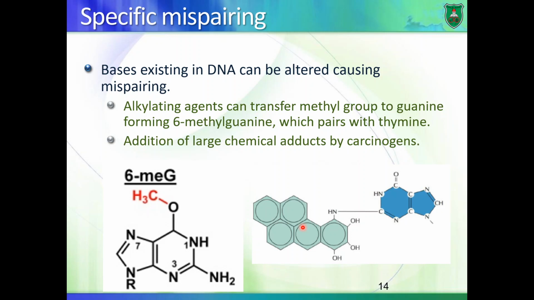Okay, so this modification of DNA can cause mispairing, like in the case of 6-methylguanine, or it can cause carcinogenicity by damaging the DNA by distorting, that is, changing the structure of DNA, and that would cause damage to genes that can be important. Okay.